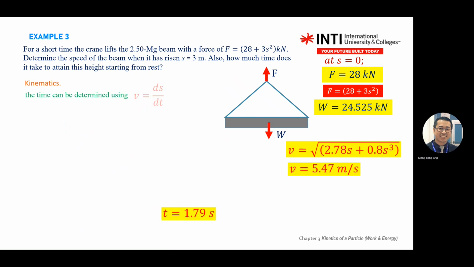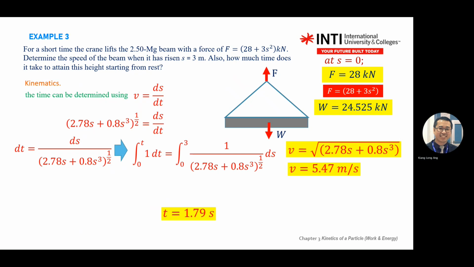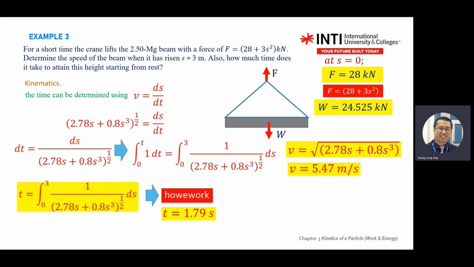How to find the time? You use the kinetics definition, v equal to ds/dt. So your v is the one that you find just now. You move your t over left hand side. Then you integrate. Once you integrate, you find the time. I will not go deep into calculation here. You'll get your time equal to 1.79 seconds. Makes sense. Try to understand the steps there.